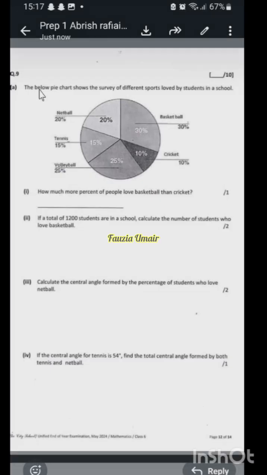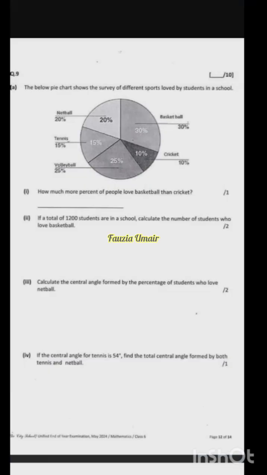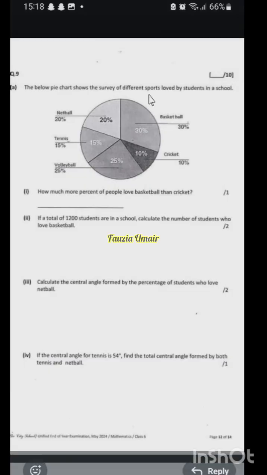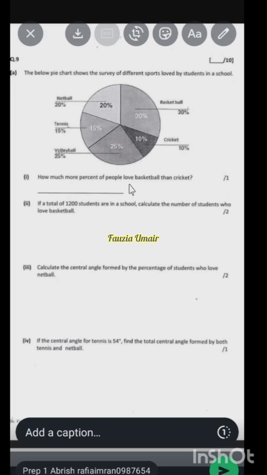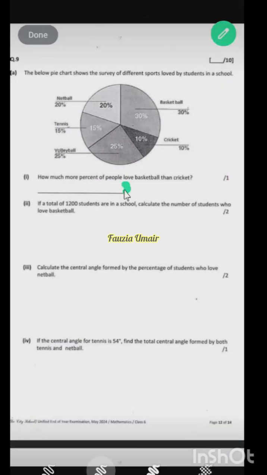So let's do it. So there is a pie chart, which is a survey of different sports loved by students in a school. Okay. So the first question is, how much more percentage of people love basketball than cricket? So how many students like basketball? 30%. I cannot edit it. Oh, I can. So 30%. And how many like cricket?